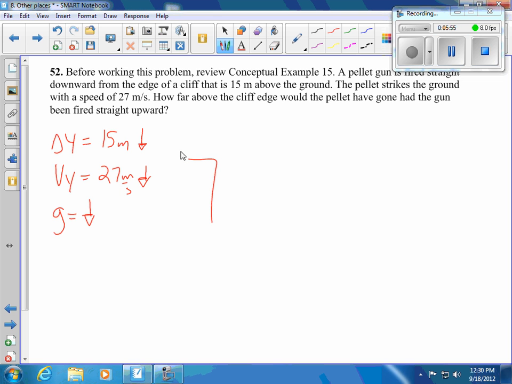So if you take a look at a pellet being fired downward that way, and you're asked, well, what would happen if I had gone that way instead? This point becomes pretty important. In other words, what is the initial speed that bullet is fired at, so I can turn it around and fire it straight up into the air to see how high it goes.